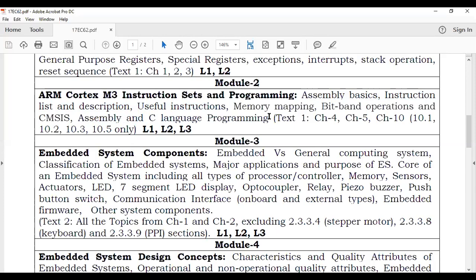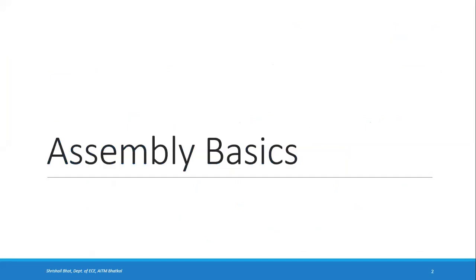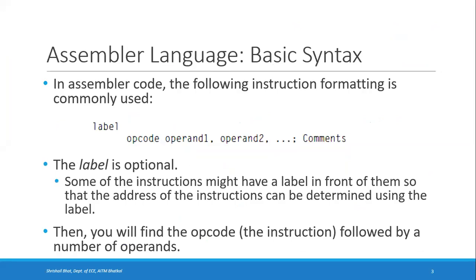So we have ARM Cortex M3 instruction set and programming in this module. First, we will look at some of the basics of assembly language programming. In assembly language, or the assembler language, we have a basic syntax which follows this particular format. There will be a label, which is of course optional, then opcode followed by operands. Then after the semicolon, we write the comments. So this is the basic syntax, or the format, of writing an assembly language instruction: opcode followed by operands.